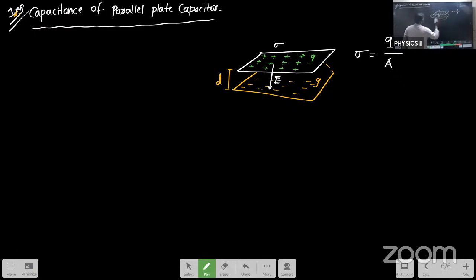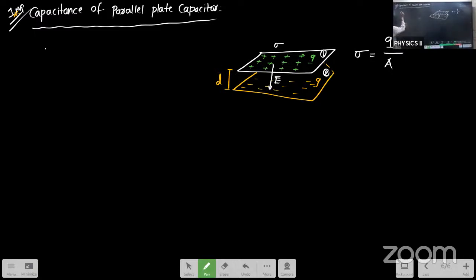Okay. Now let's solve this question. Everyone carefully see here, within 4 points we can solve this answer. First of all, we have considered two parallel plates which are separated by a small distance D. Let me number this. This is the first plate. This is the second plate. The first plate is having positive charge and the second plate is having negative charge, and the surface charge density is sigma, which is nothing but charge per unit area. Now let us derive the formula for capacitance of parallel plate capacitor.